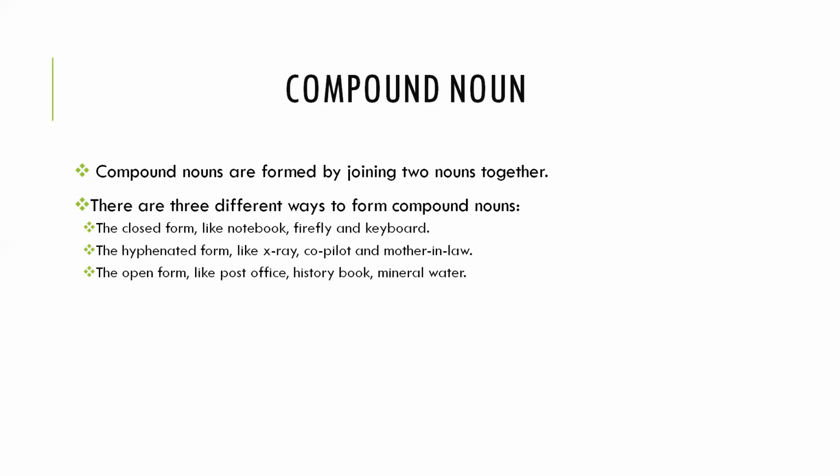Closed form means two nouns are together without any space like notebook, fireplace, or keyboard. Hyphenated means there is a hyphen in between two words, like two nouns, like X-ray, co-pilot, mother-in-law, sister-in-law. This is called hyphenated. And open form means two nouns but with a single space. Post office, history book, mineral water. Okay, so we have a compound noun, combination of two nouns together. दो noun को एक साथ इस्तेमाल करेंगे, लेकिन we have 3 rules for it. एक होता है closed, one is hyphenated, and other is open form.